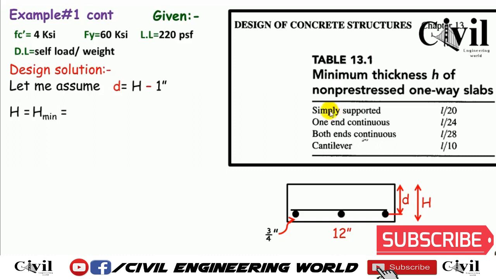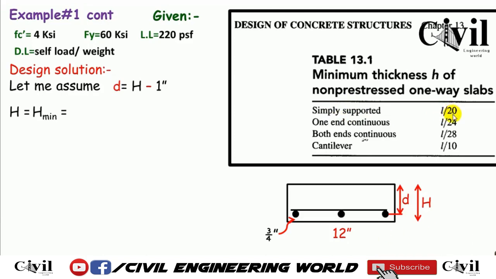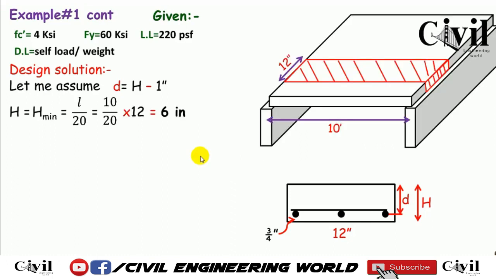So L is 10 over 20, which is 0.5, but we have to calculate it in inches. So the depth is 6 inches. It means that we have to provide a 6-inch slab, which is the minimum depth of this slab. In order to calculate the critical depth, we have to subtract the clear cover from the total height, or you can say from the height of the center of the main bar to its bottom.